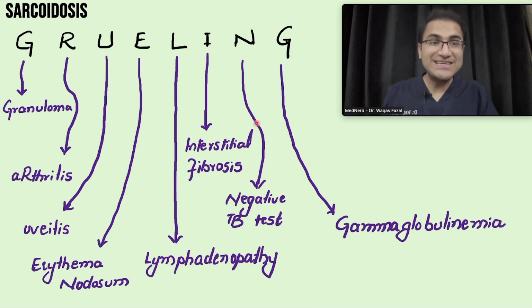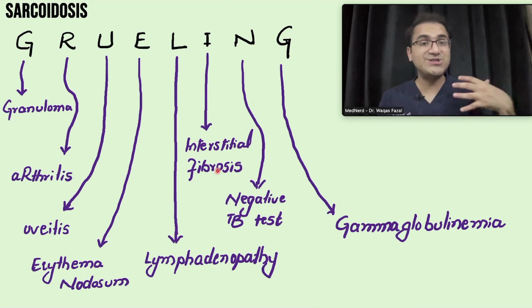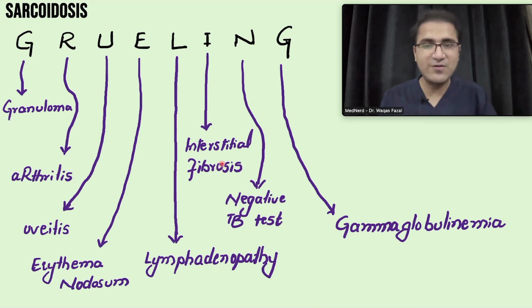A simple mnemonic that can be used to remember the many clinical manifestations of sarcoidosis is GRUELING. G for granulomas, there will be granulomas everywhere. R for arthritis, joints are involved. U for uveitis, inflammation of the eye. E for erythema nodosum. L for lymphadenopathy. I for interstitial fibrosis in the lungs. We will discuss that in a while. N for negative TB test.